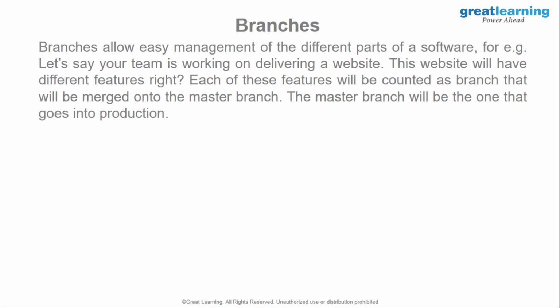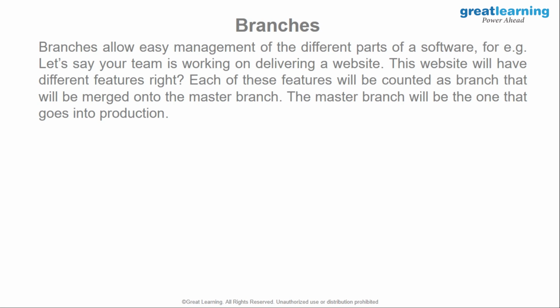Now, this website will have different features, right? Each of these features will be counted as a branch within Git that will be worked on separately by different developers. Once they are done with their work on the corresponding branches, they will issue a PR, a pull request, and then the branch will be merged onto the master branch on the Git repository. So the master branch will be the one that goes into production. This sort of falls into the idea of changing a small part of that old code without affecting the whole code at large. You can imagine branches as separate timelines.